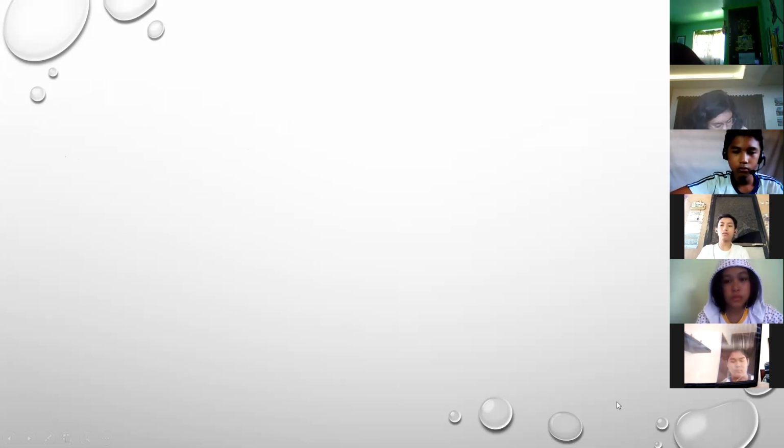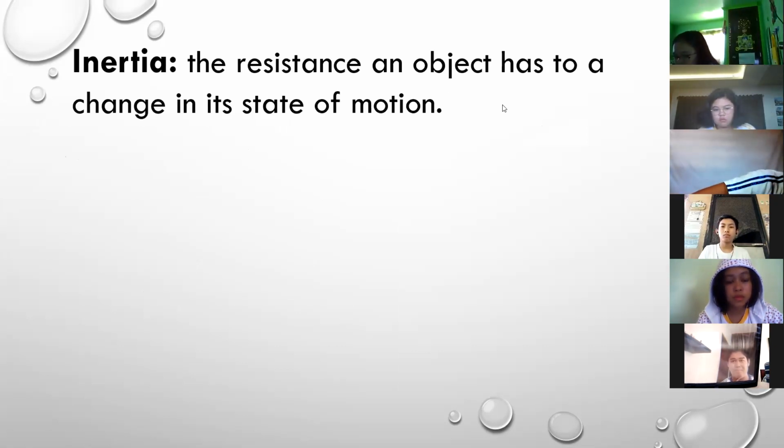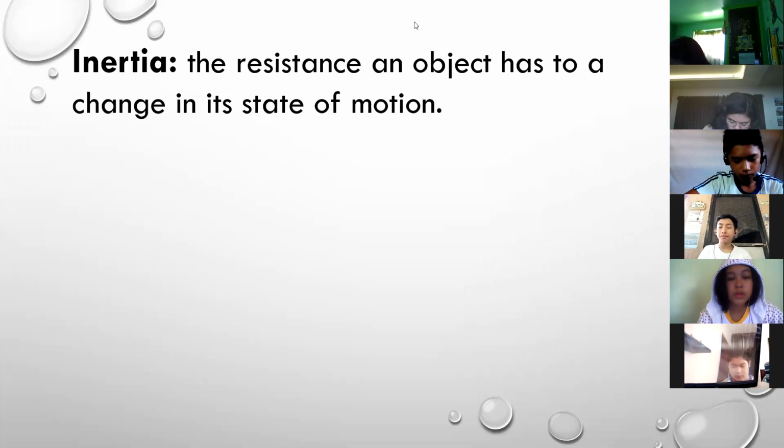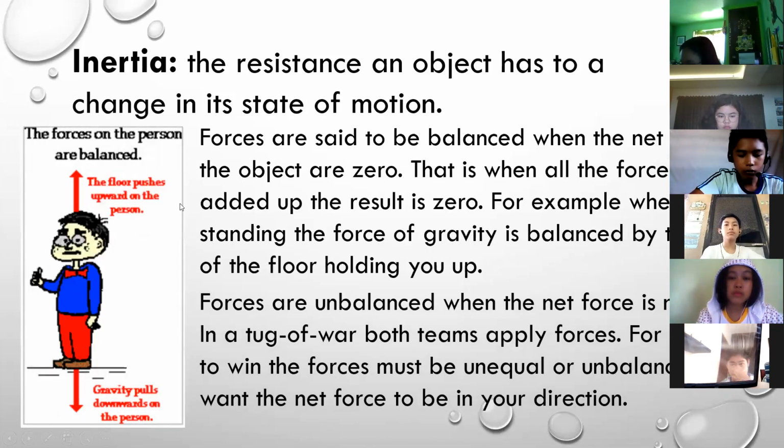All of these are in your module, so you may not need to write down the definition. Here we have the definition of inertia: the resistance of an object to a change in its state of motion. That's the definition of inertia. So it will resist motion, whether a moving motion or a steady motion. There's a picture here that will tell us what the law of inertia is all about.